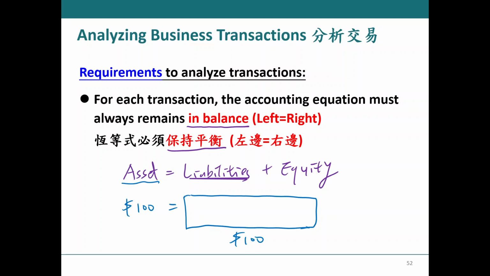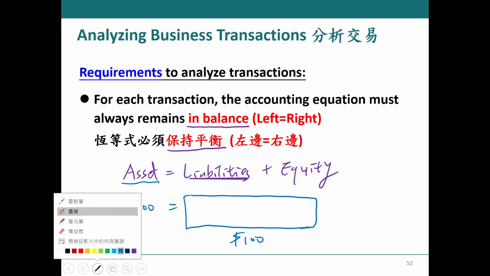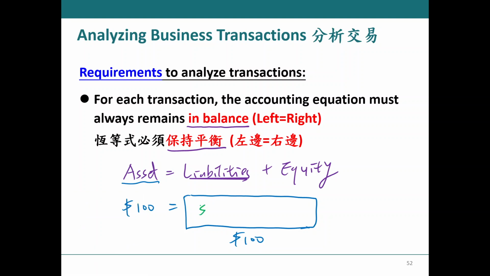Then how much for your liabilities? How much for your equity? Different companies have different numbers, depending on your company's situation. So maybe $40 plus 60. Okay? So when we try to analyze transactions, don't forget, make sure assets equal liabilities plus equity. Make sure they are in balance. Left equal to right.